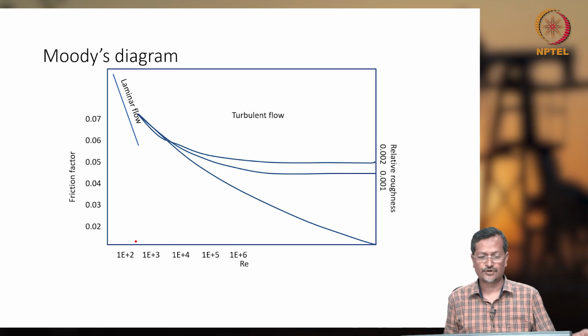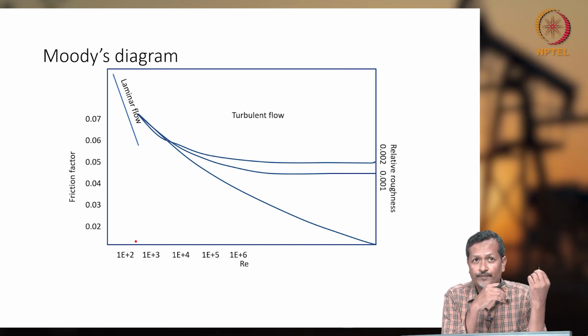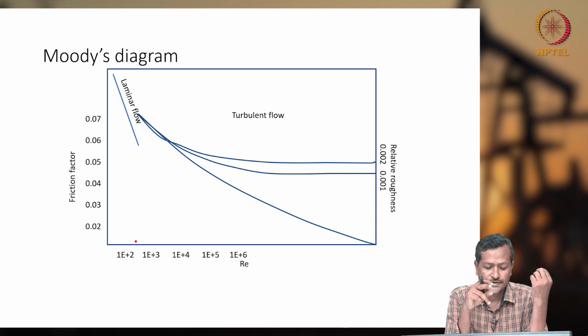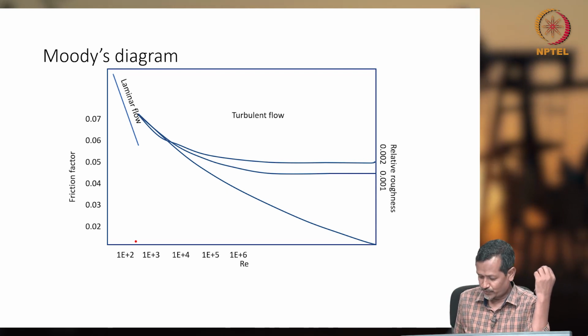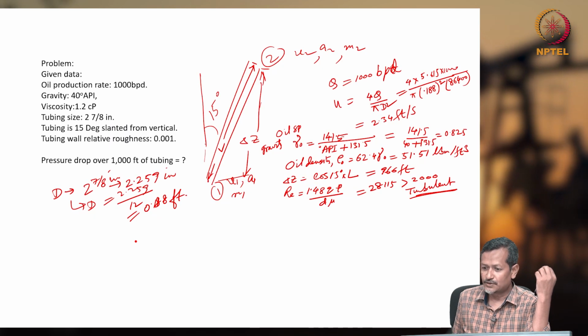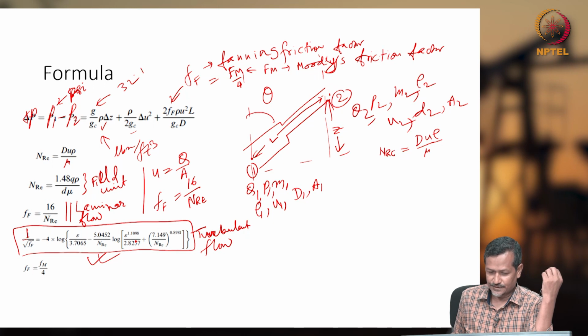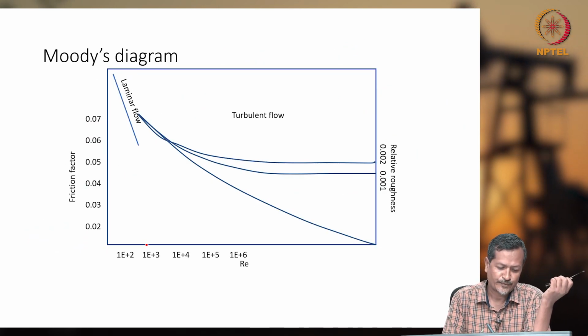You can use this chart. This is called Moody's diagram. So you will get the FM value, not the FF value. So if you want to calculate FF, you have to divide FM by 4. In the previous section we have seen our Reynolds number, 2 into 28115. Okay, so in that case it will be somewhere else.